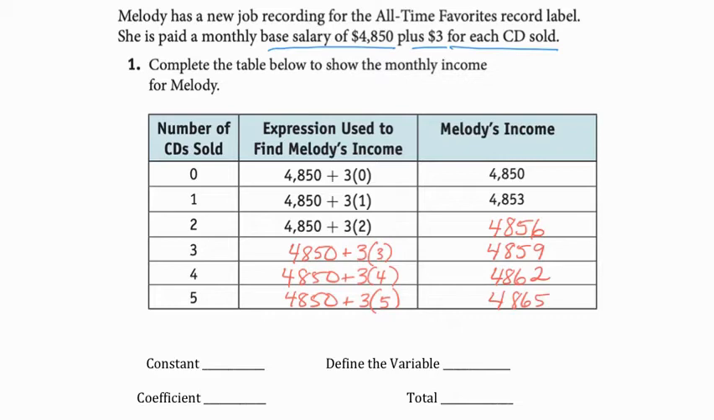So what could we call our constant from our situation with Melody? Hopefully you are thinking that 4,850, that's pretty constant. It never changed. She gets that base salary in every single scenario. The next one I want you to think about is coefficient. So remember, our coefficient is the number in front of the variable, or the number that's being multiplied times our variable. Is there something that we are multiplying by every single time? And hopefully you're noticing, yep, it's the 3. That 3 is the coefficient.